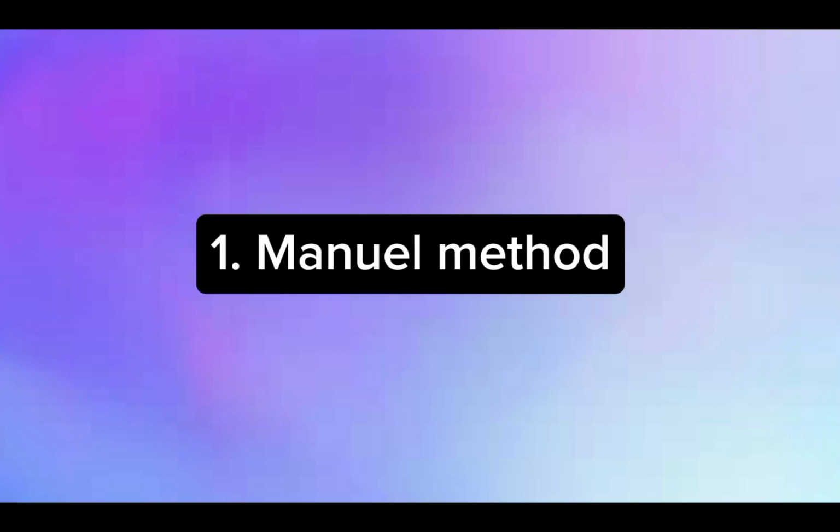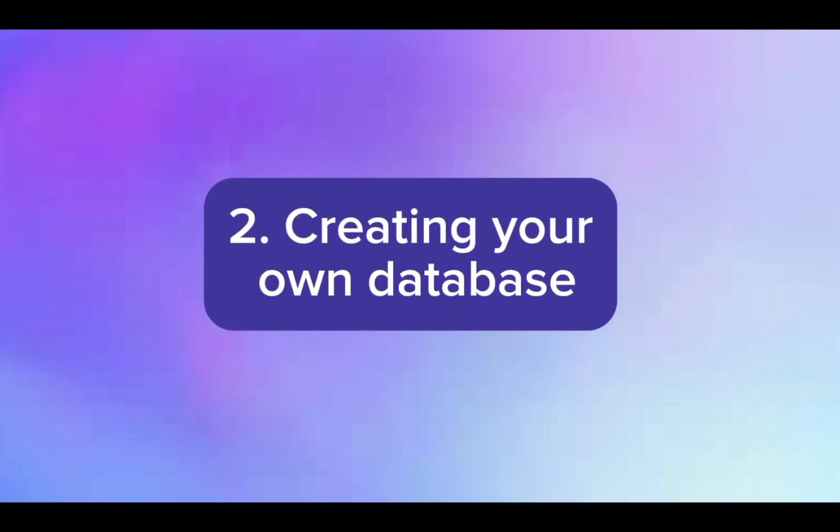Method number 1, manual. In this method, we can ask ChatGPT to add more recipes in the code or type them in ourselves. The last two methods are the best if you plan on going further and building a big app from here. And method number 2, creating your own database.